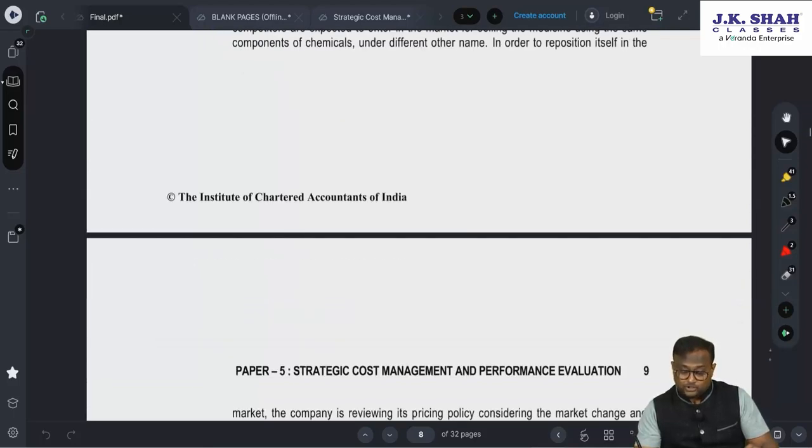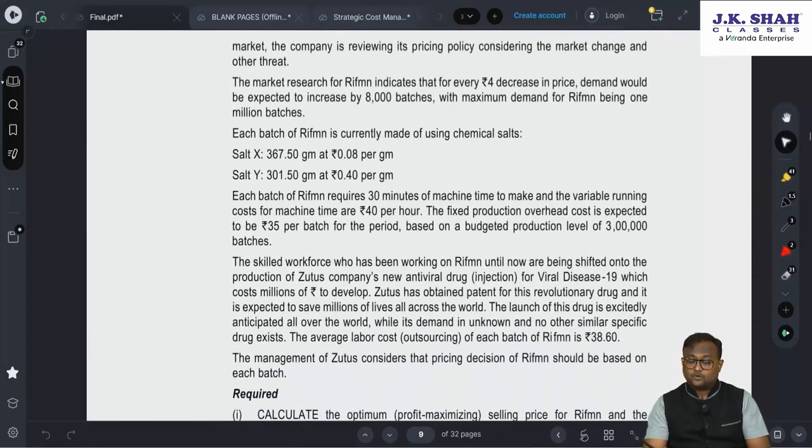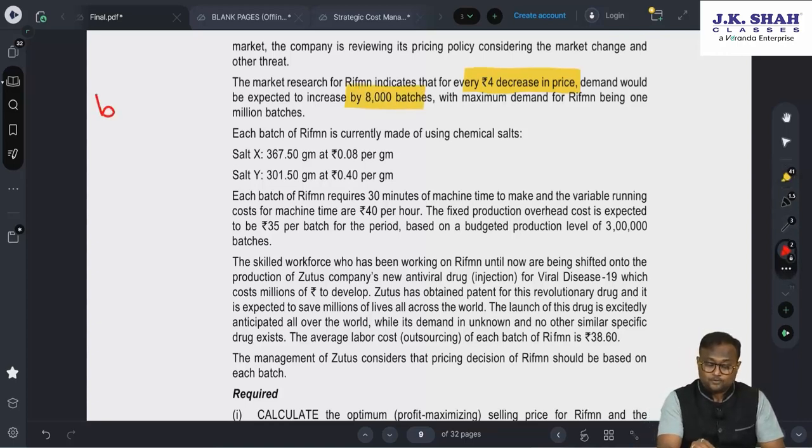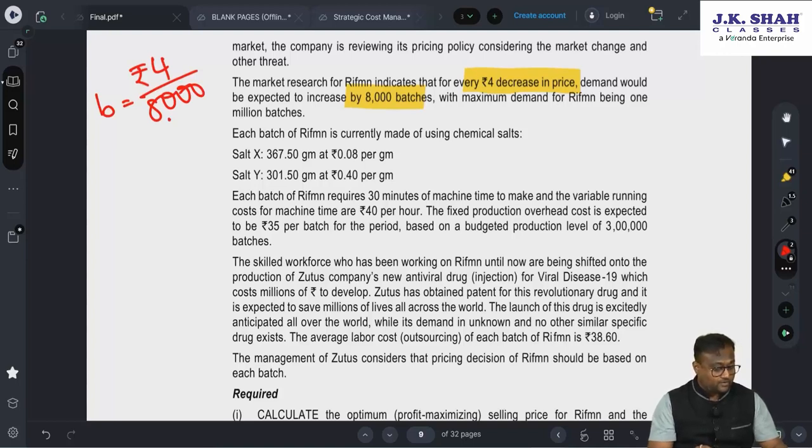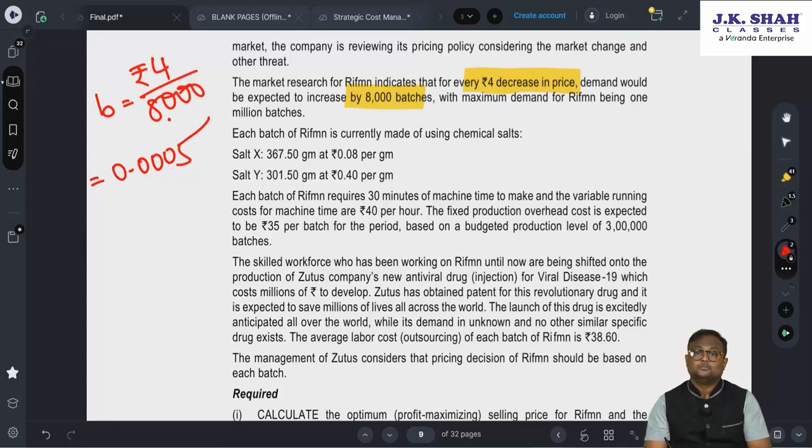In order to reposition itself in the market, the company is reviewing its pricing policy. The market research indicates that for every 4 rupees decrease in price, the demand would rise by 8,000 batches. So this is a slope. 4 divided by 8,000 gives me 0.0005 as the slope, change in price divided by change in quantity. The maximum demand is 10 lakh batches.